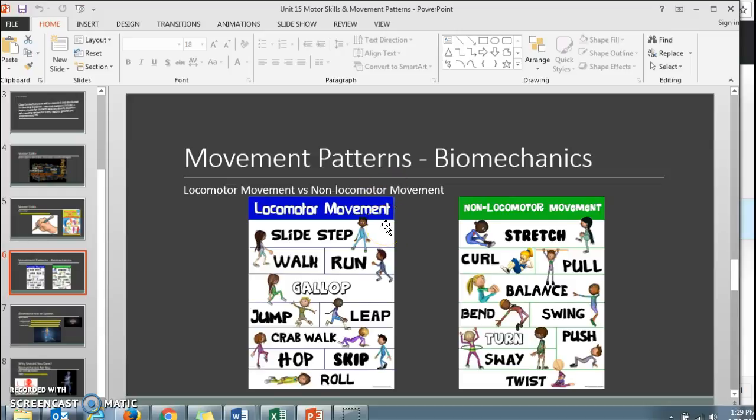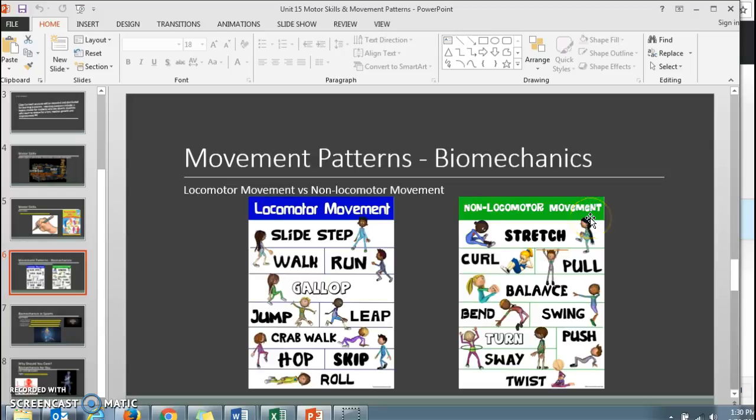If you take a look here, there's two different types of movement patterns that we're going to be discussing. The first is locomotor movement, and the second is non-locomotor movement. There's a big difference between the two, and the easiest way to keep them apart, at least in my mind, is that locomotor movement is all movement where you're moving towards or away from something. So you can see slide step, walk, run, gallop. Those are all movements towards or away from something.